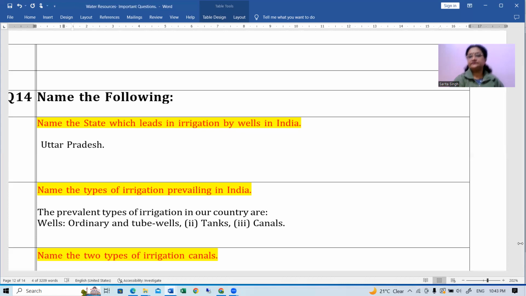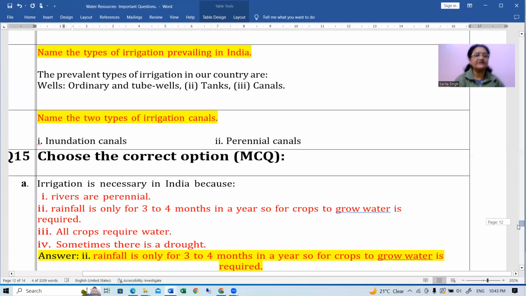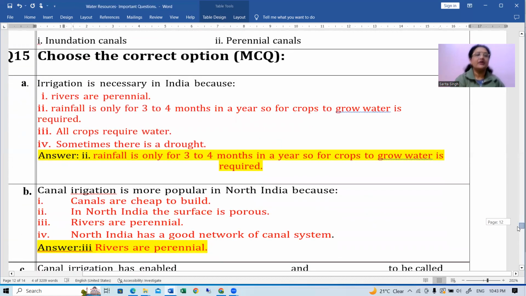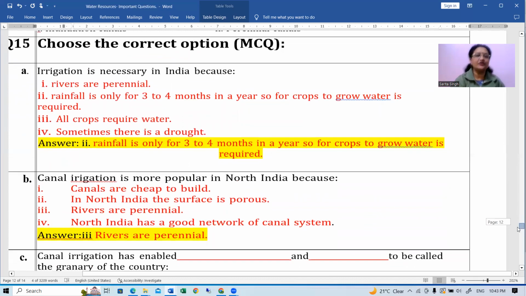Next is: name the two types of irrigation canals. Just now we discussed inundation and perennial canals, right? Now at the end, let's go through a few MCQs from the chapter.